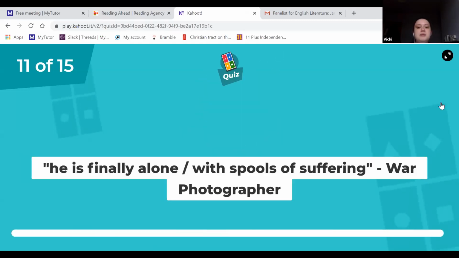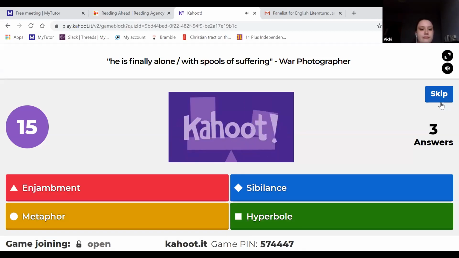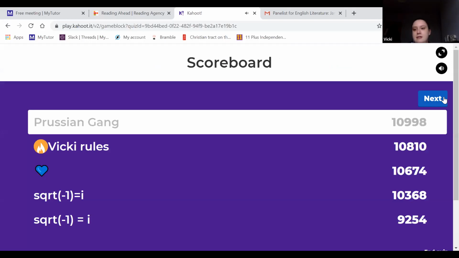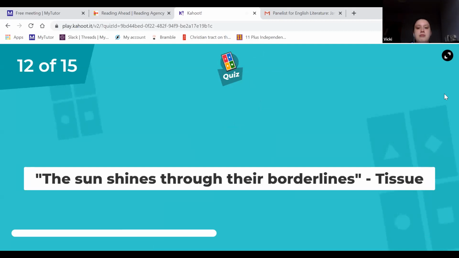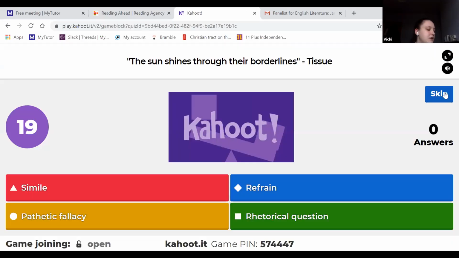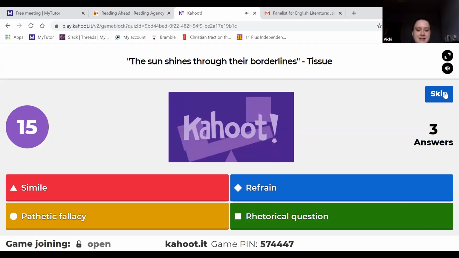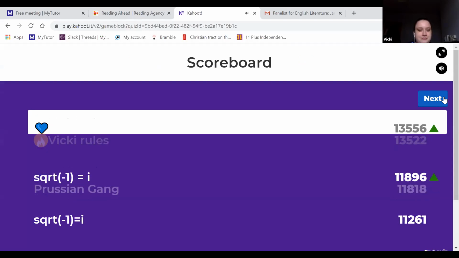"He is finally alone with spools of suffering." It's a fantastic line. War Photographer is one of my favourites. Love Carol Ann Duffy. "The sun shines through their borderlines tissue." I think probably the hardest of the 20th century texts, because it's so abstract. Pathetic fallacy, beautiful.